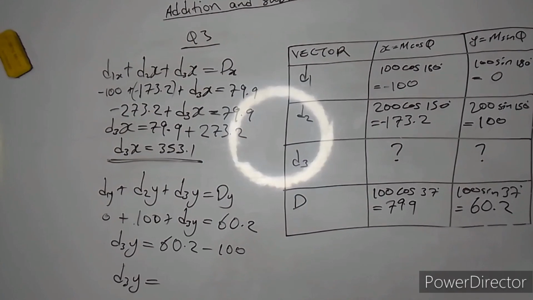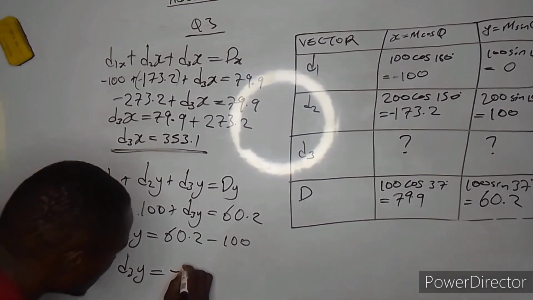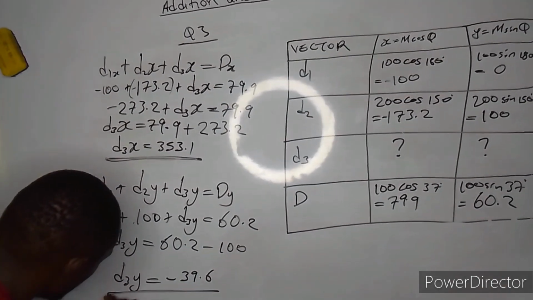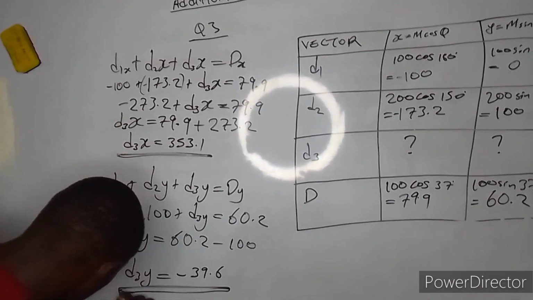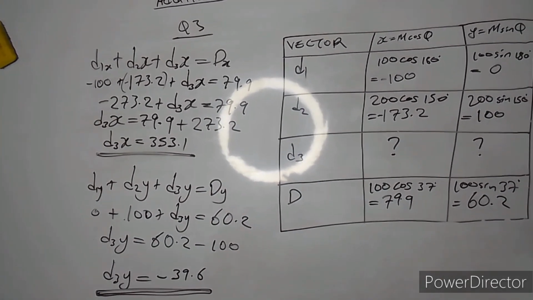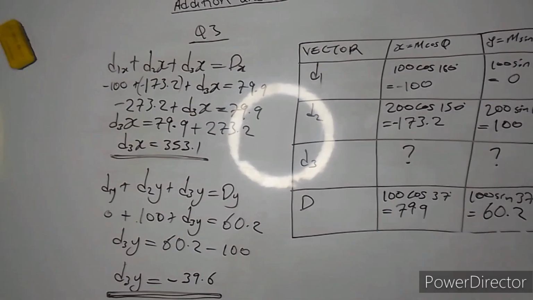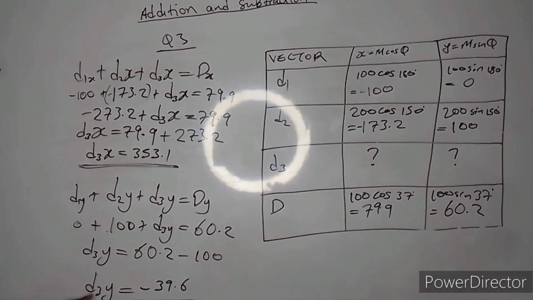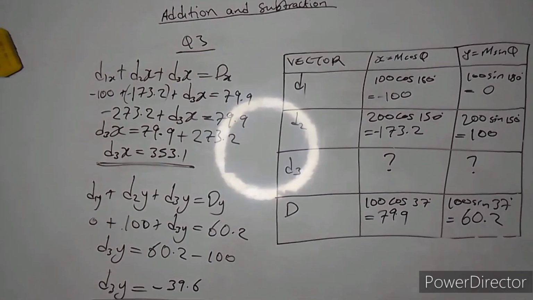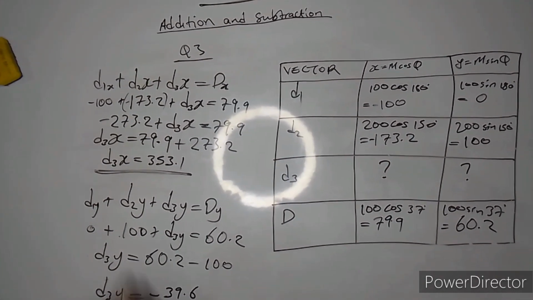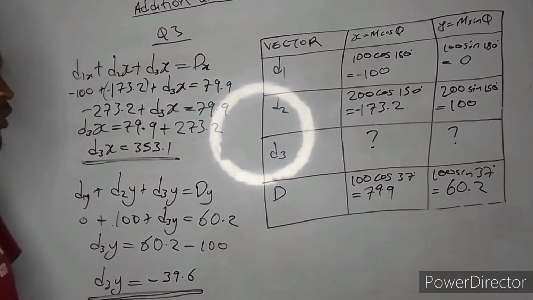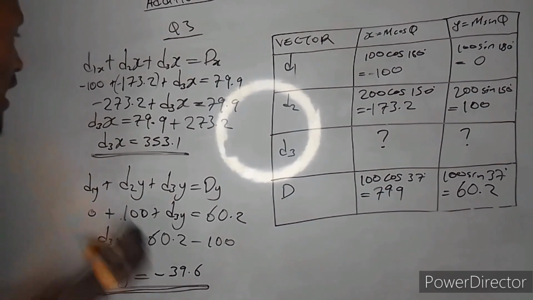Which is negative 39.6. Now the question is, are we done? No, we are not yet done. We have just calculated the x and y component of D3, which means we need to find the magnitude and the direction of D3.